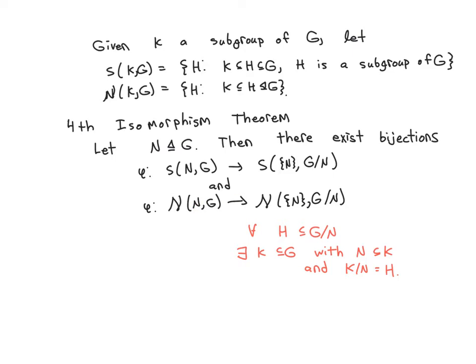Similar here, the difference is now you're talking about normal subgroups. And more importantly, distinct subgroups come from distinct subgroups, and distinct subgroups map to distinct subgroups.